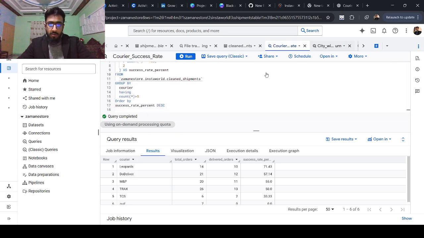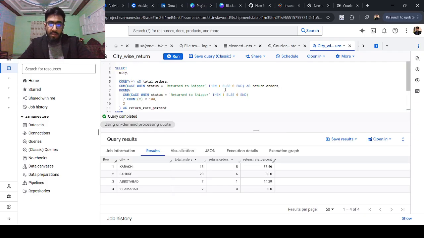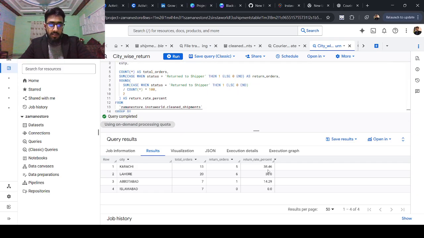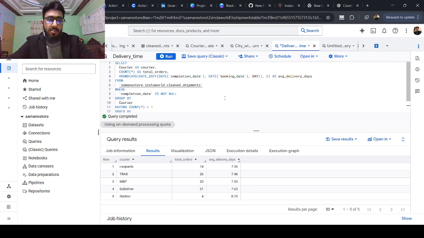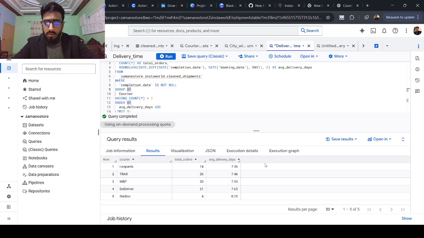And then secondly, I performed the analysis in terms of city return ratio. We can see Karachi has the highest percentage of returns, 38.46%. And then we can see the duration of time it took to deliver or to reach the final state of the order. All right, and yep, so that was the complete analysis. Of course, this data is not so long, it's about, I guess, 100 rows of data.